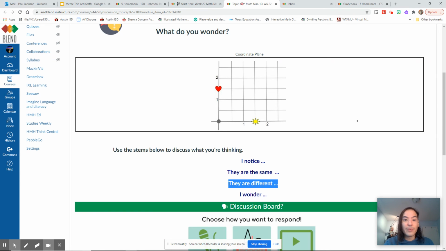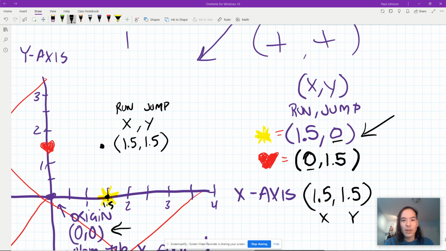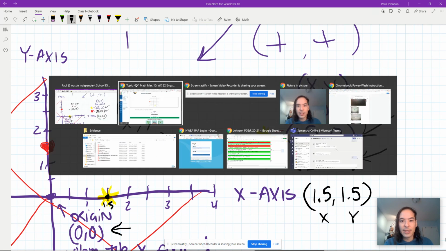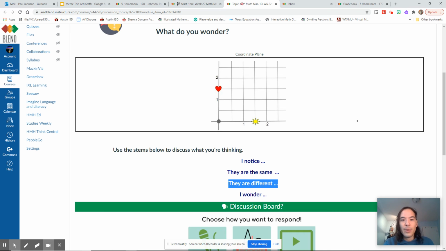All right, they're different because the heart didn't run. The heart is at 1 5/10 on the y-axis. We had 0 as an x, so we didn't run, and then we jumped 1 5/10 to get to our heart. All right, so they are different because the sun represents 1 5/10 on the x-axis, and the heart represents 1 5/10 on the y-axis.